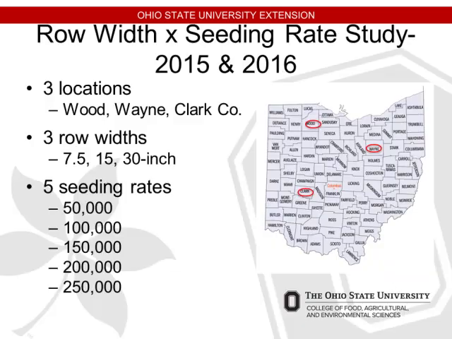To follow that up, we had a row width by seeding rate study, 2 years at 3 locations in Ohio: Wood, Wayne, and Clark County. We looked at 3 row widths, 7.5, 15, and 30 inch, and then 5 seeding rates starting as low as 50,000 seeds per acre all the way up to 250,000 seeds per acre.